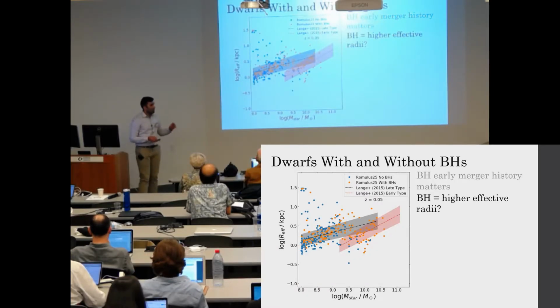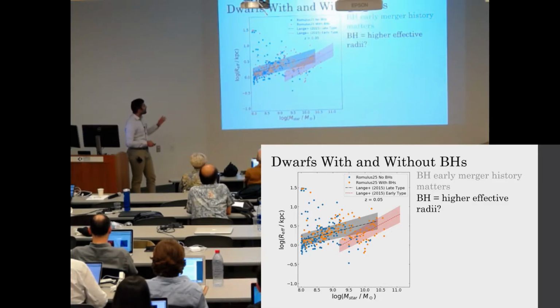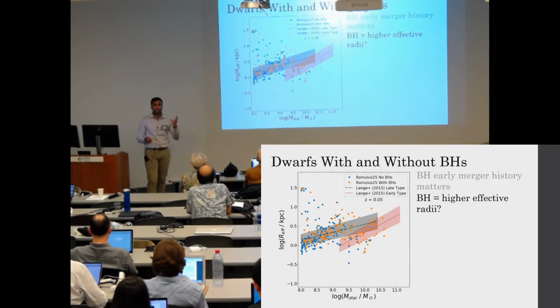And so moving on to the structure of the galaxy and how it changes with the presence of a black hole, what I have plotted here is the size-mass relation for galaxies with black holes, which are plotted in orange, and then without black holes, which are plotted in blue. And what we find is that at certain stellar masses, there seems to be a difference in the effective radius of a galaxy just based on whether there's a black hole present in there.